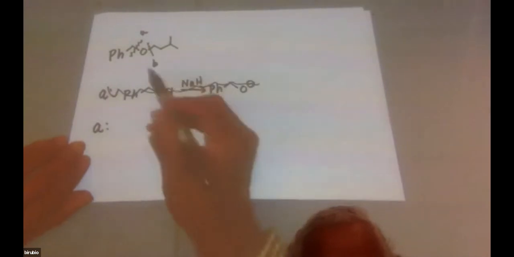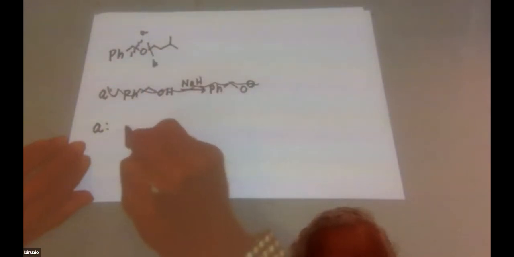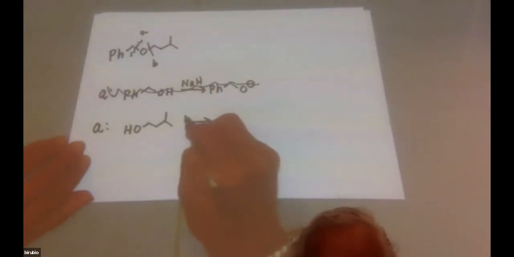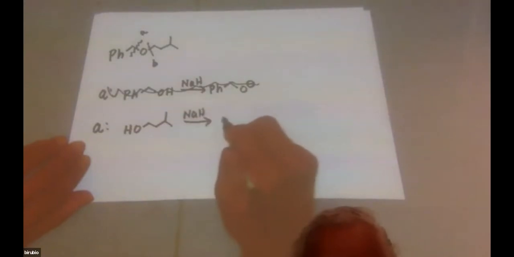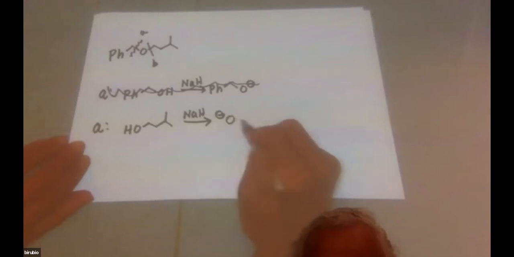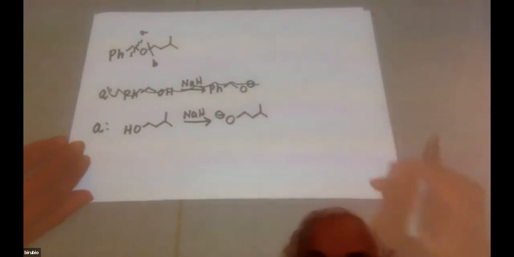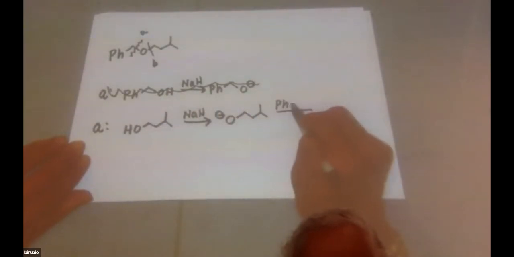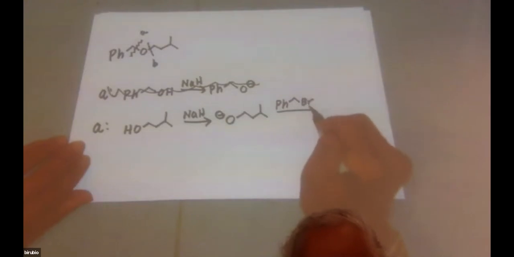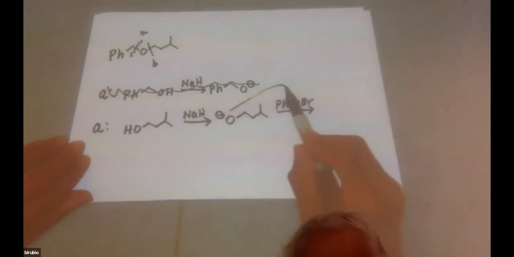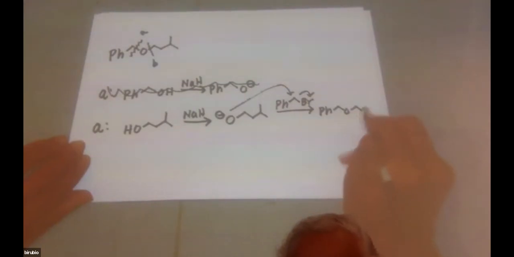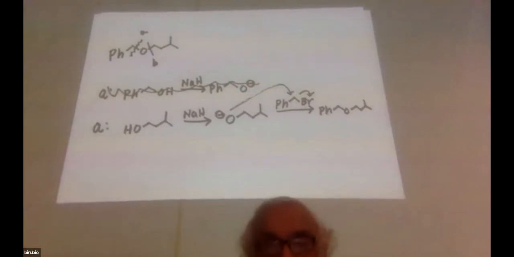Route A. I'm going to make this carbon-oxygen bond here. So I'm starting out with this alcohol, and I'm going to react that with sodium hydride, and I get this alkoxide. And now I can bring in the rest of the molecule with this benzyl bromide. And so this nucleophile is going to attack this carbon. It's going to kick out Br as a leaving group. And that is one way of making this wallflower ether.